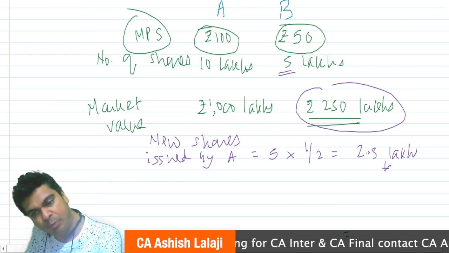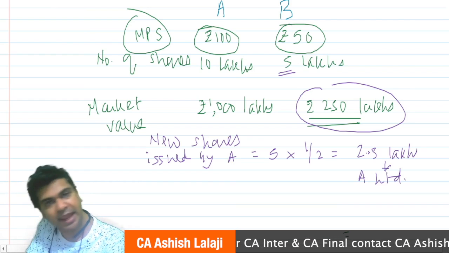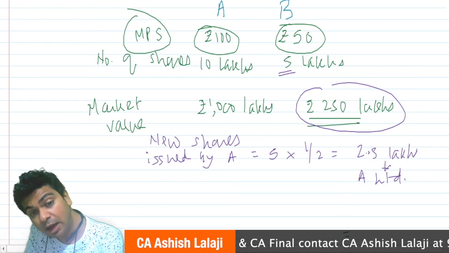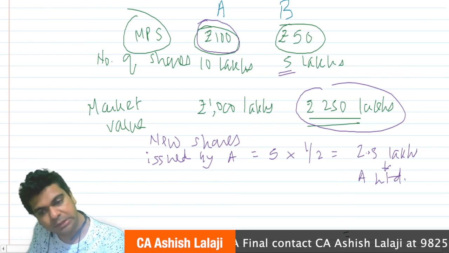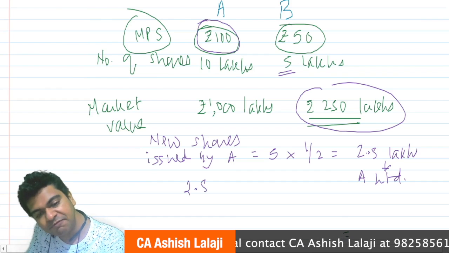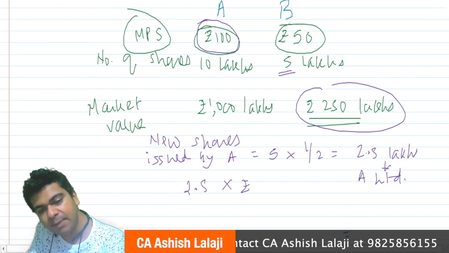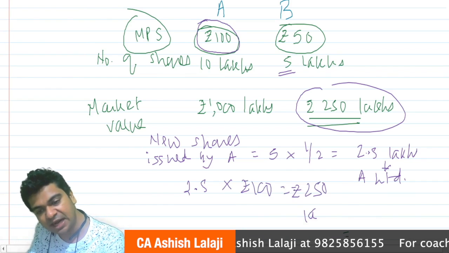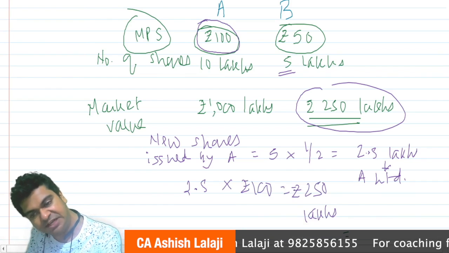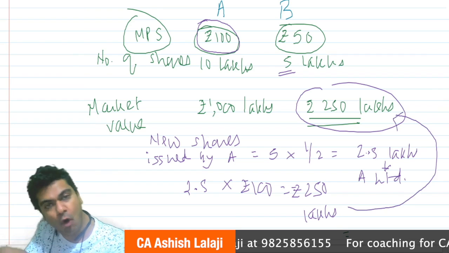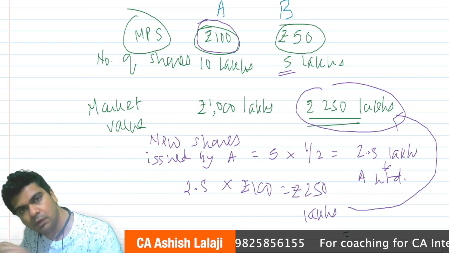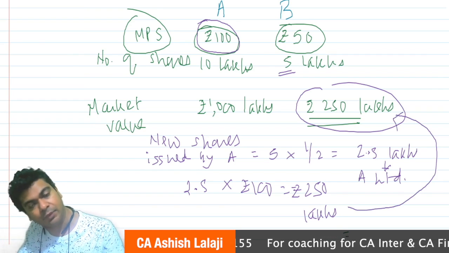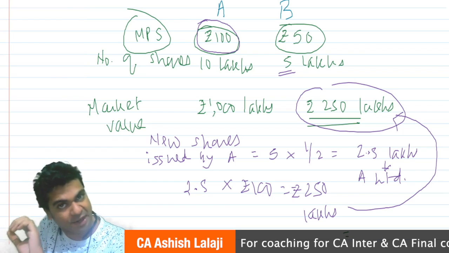Understand, these 2.5 lakh shares are of A Limited. And the value of 1 share of A Limited right now is 100. So if I take 2.5 lakh shares and multiply that by 100, it turns out to be 250 lakhs. This 250 lakhs is nothing but the value of the selling firm. That's what I was saying even at the beginning: the value of company B is 250 lakhs.